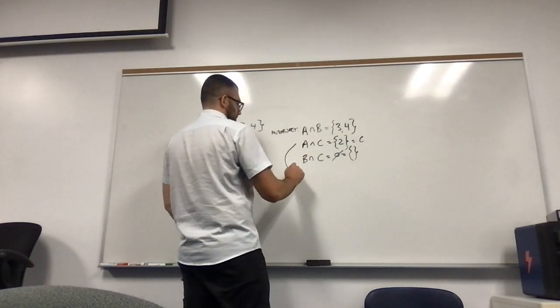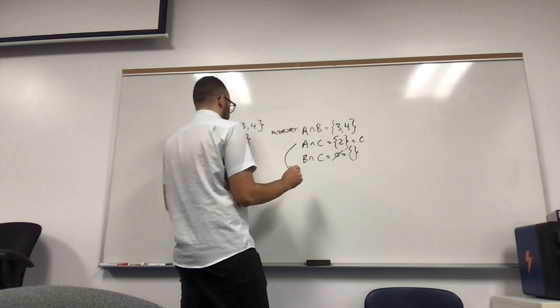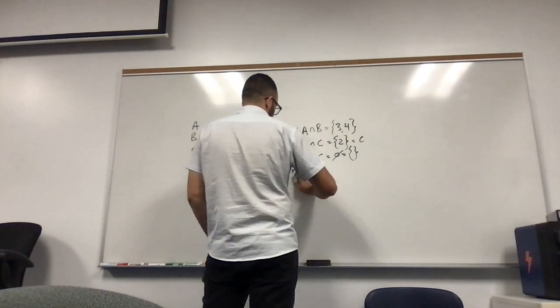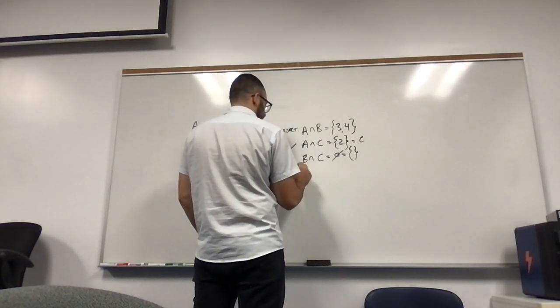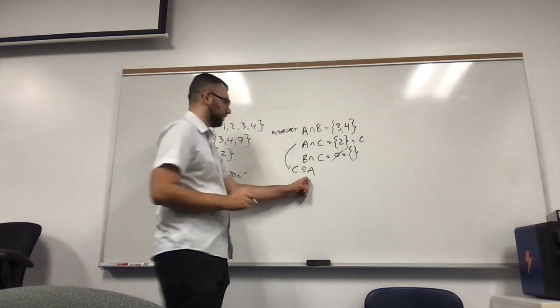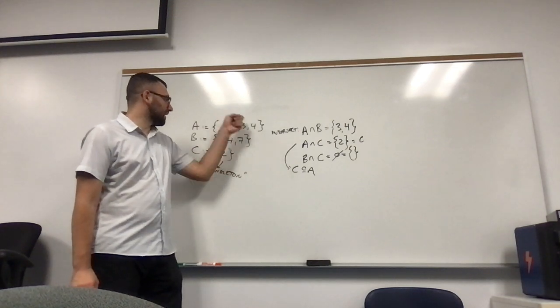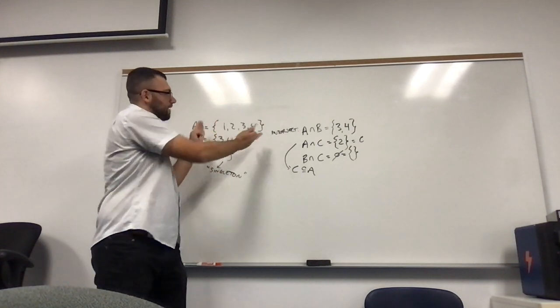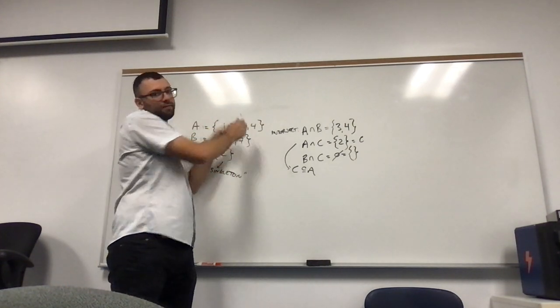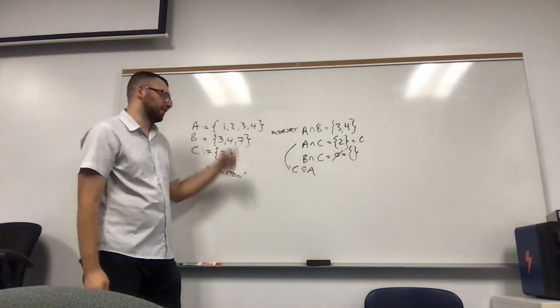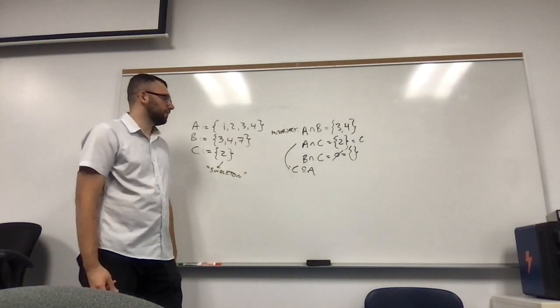This tells us something. This tells us that C is a subset of A. This symbol here means subset. So that means C is like a subset within A. So we have A, C is inside of A. You could pick elements out of A and you could get C, right?